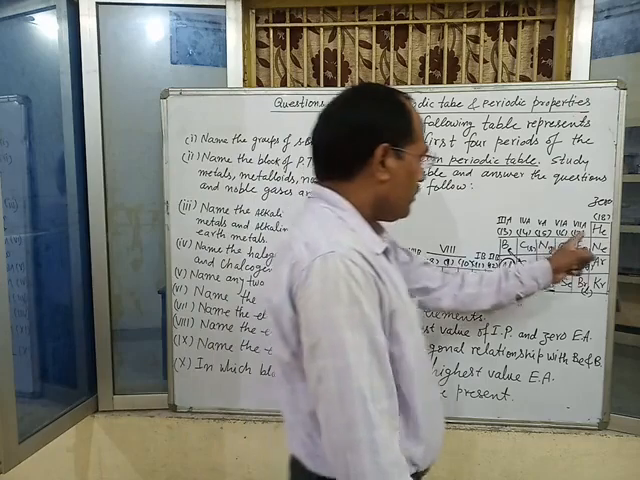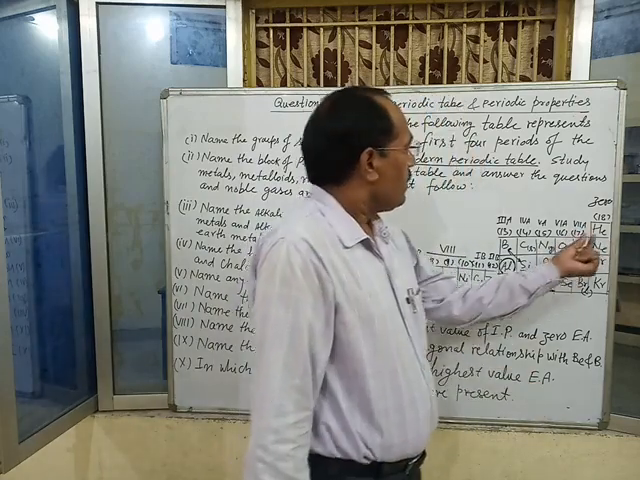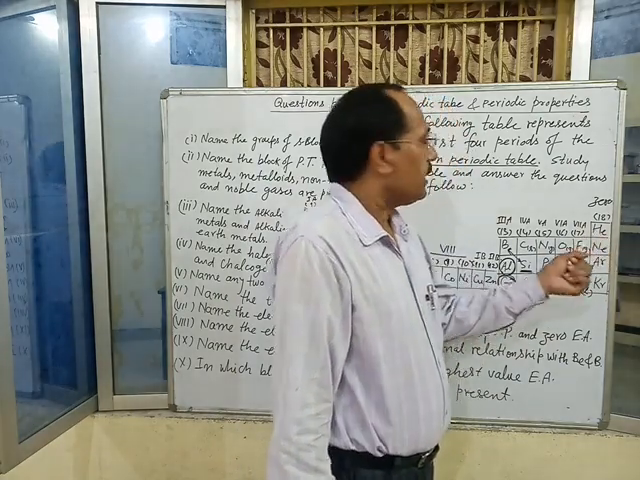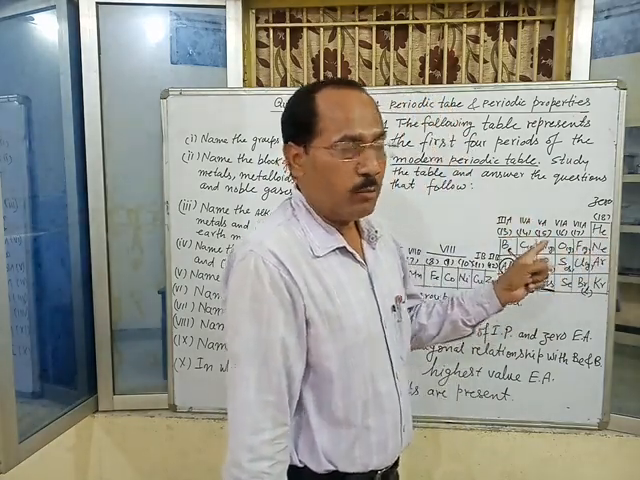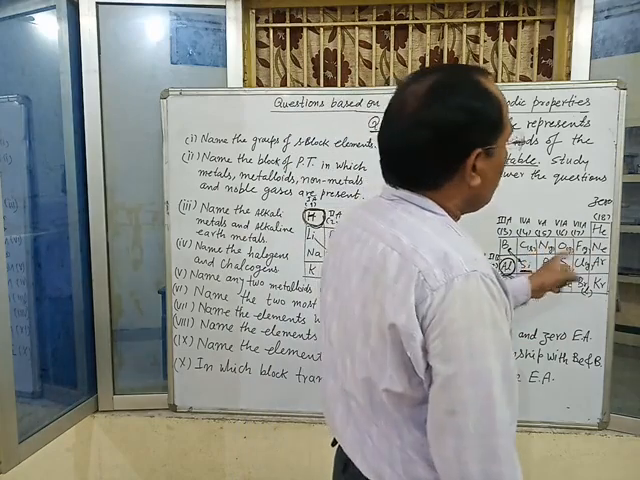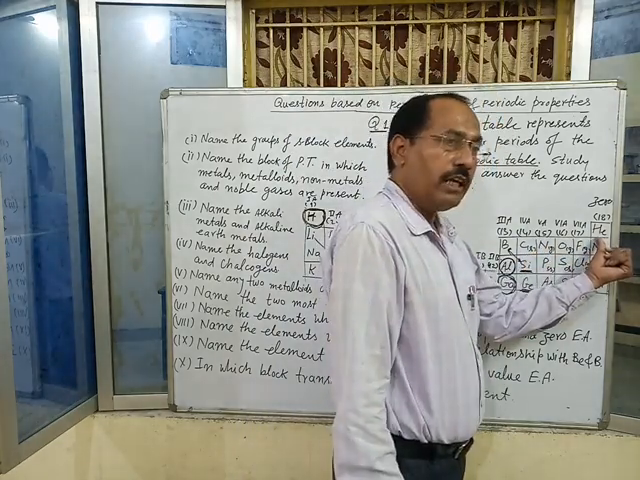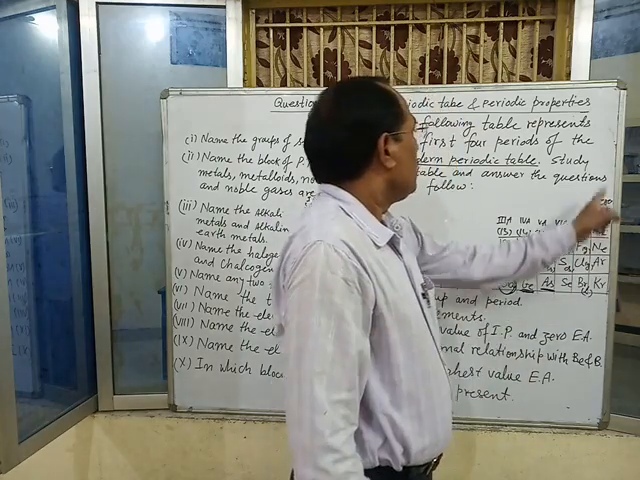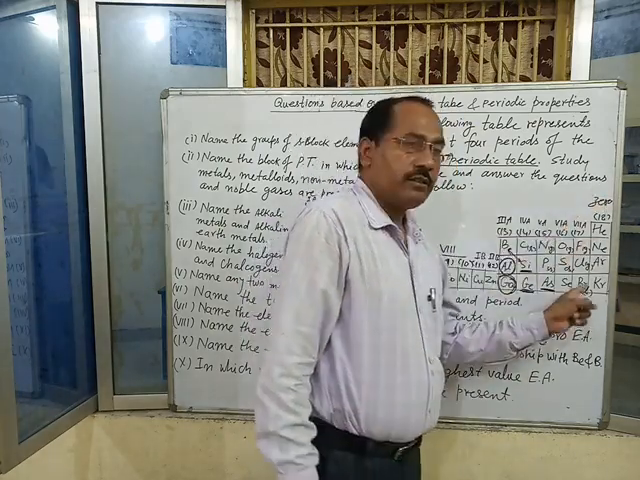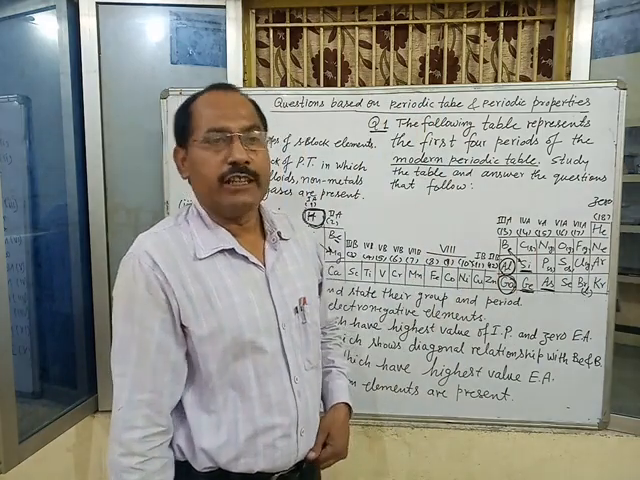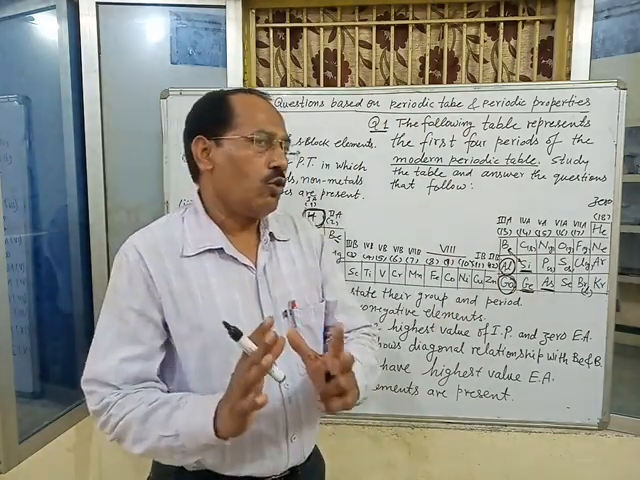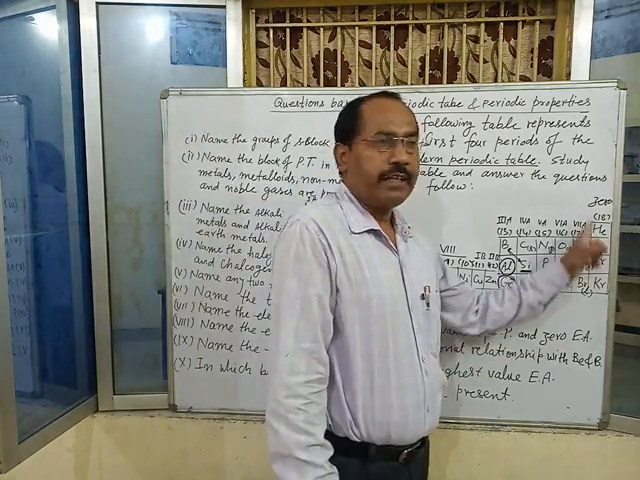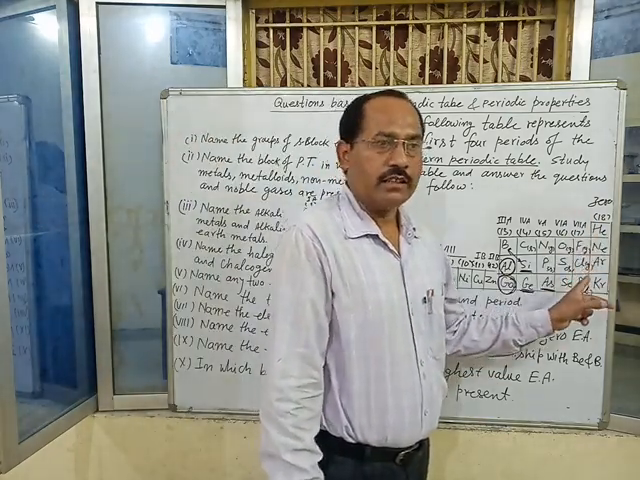In case of noble gases, helium is the element which has the highest value of ionization potential. Which element has the highest value of ionization potential? Helium. And in their respective periods, zero group elements possess the highest value of ionization potential and zero electron affinity. This is due to their stable electronic arrangement, that is 8 electrons in their valence shell.